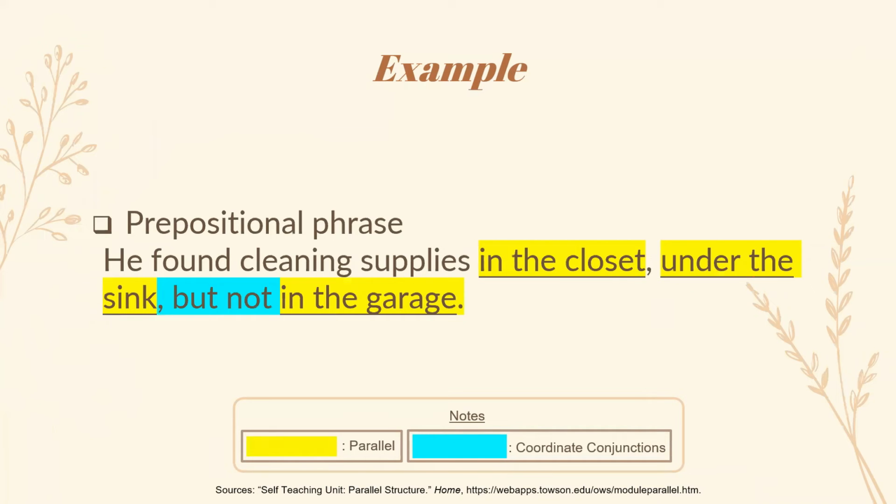And next one, in this example, there is a preposition in each of the parallel structures. As you can see, the prepositions here are in, under, and in also. There are also the commas here and the coordinating conjunction. So we can say that this is parallel because each of the words is in the same pattern.